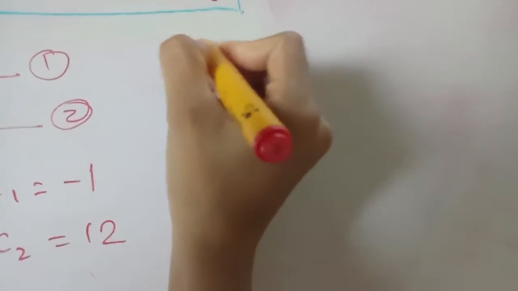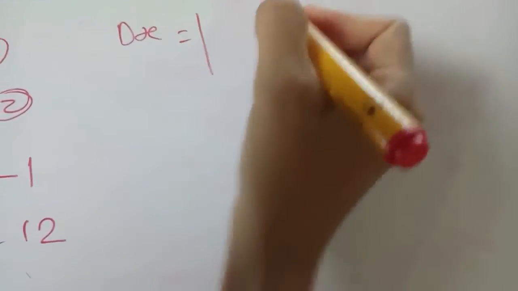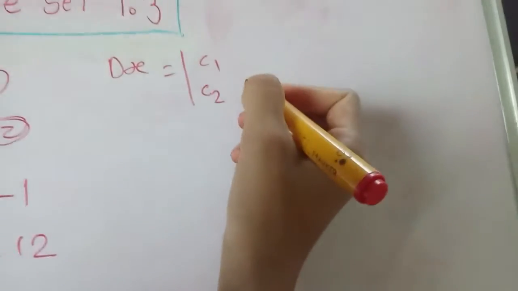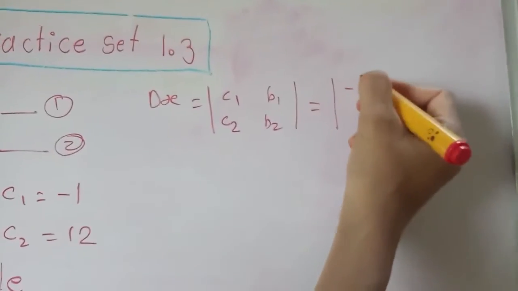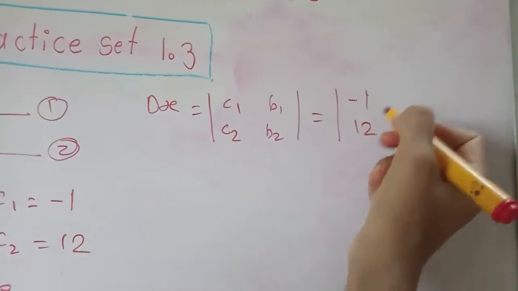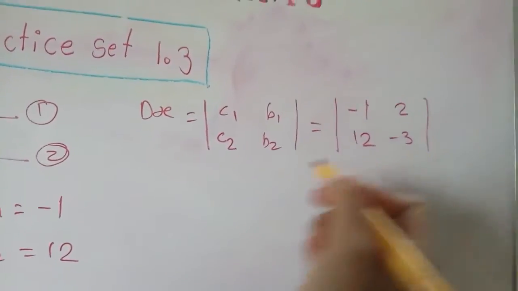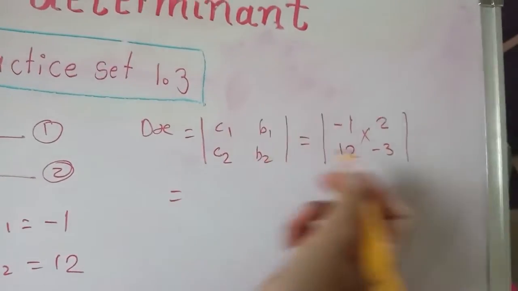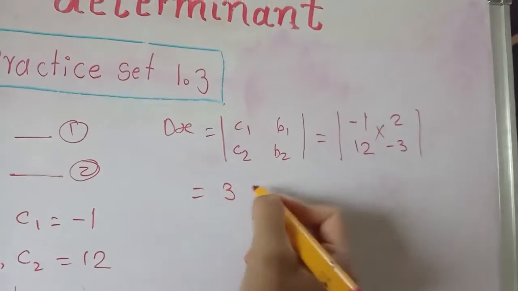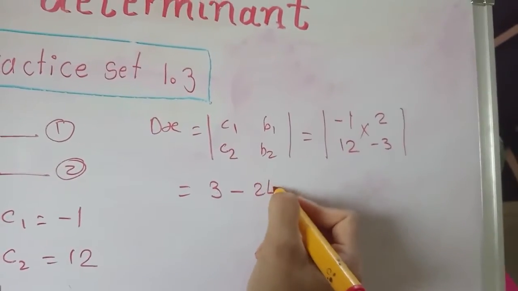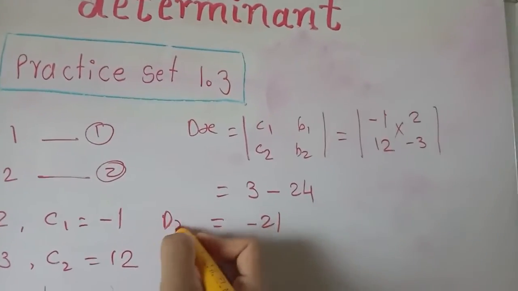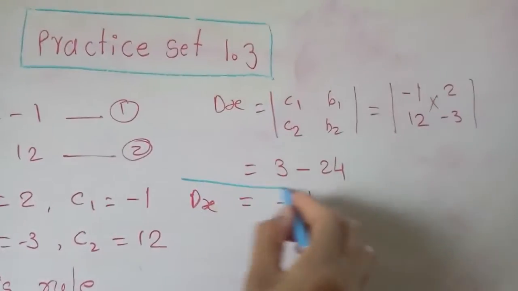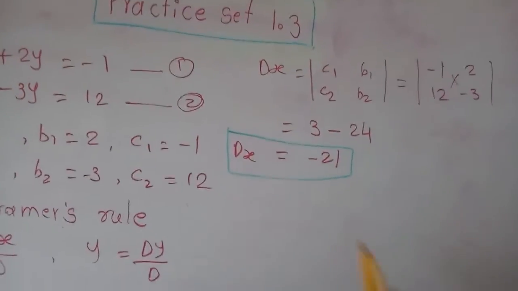Then dx is equals to determinant of c1 c2 b1 b2 is equals to c1 is minus 1, 12, 2 and minus 3. So cross multiplication, minus 3 into minus 1 plus 3, minus 12 twos are 24. So 3 minus 24 is equals to minus 21. So value of dx is equals to minus 21.